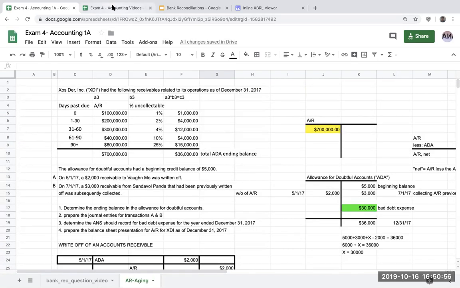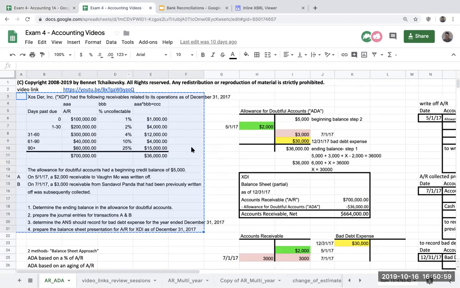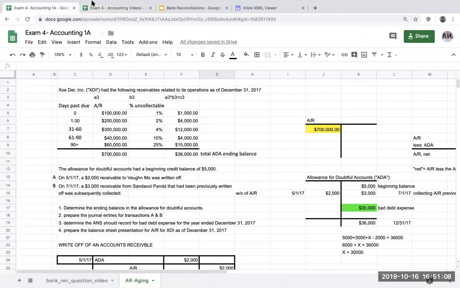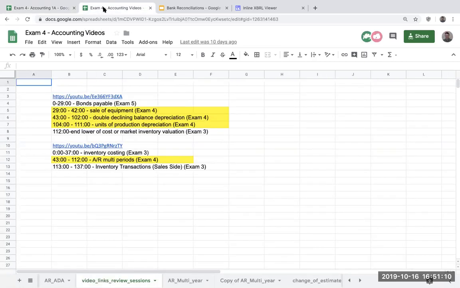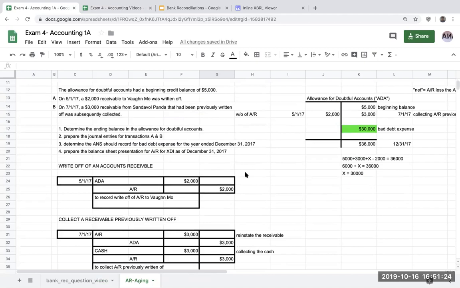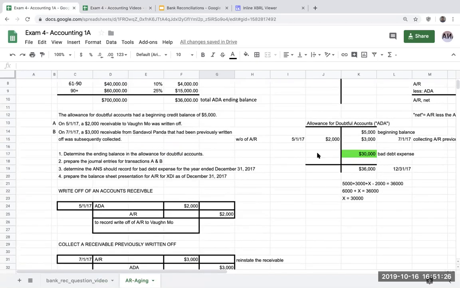Okay. So what's the next type of question you would like me to cover? I have a question. Sure. If you compare the spreadsheets for the AR More questions and the AR ADA, how come in one we don't have to do the T accounts for accounts receivable, and in another one you have to? That's a great question. When we're doing allowance accounts, right?